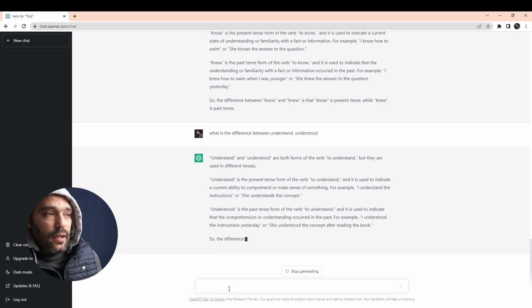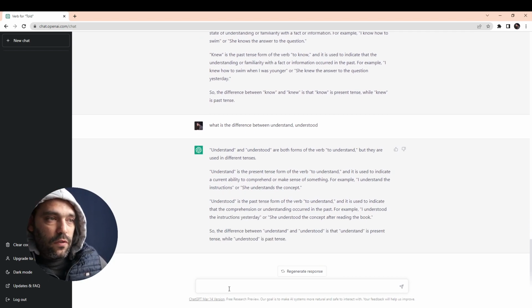Okay, understand and understood are both forms of the verb to understand, but they are used in different tenses. Understand is the present tense form of the verb to understand, and it is used to indicate a current ability to comprehend or make sense of something. For example, I understand the instructions, or she understands the concept.